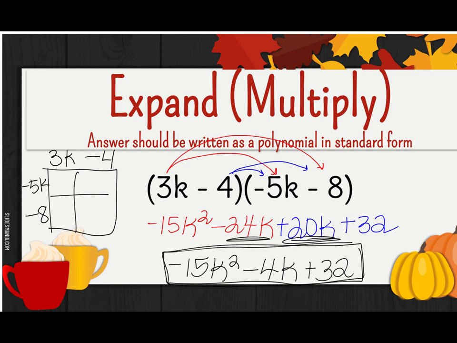So we just distributed in both terms to the second binomial, and we added together the like terms, which is always going to be the middle terms, just like it would have been adding together those diagonals if you chose to do the area model.